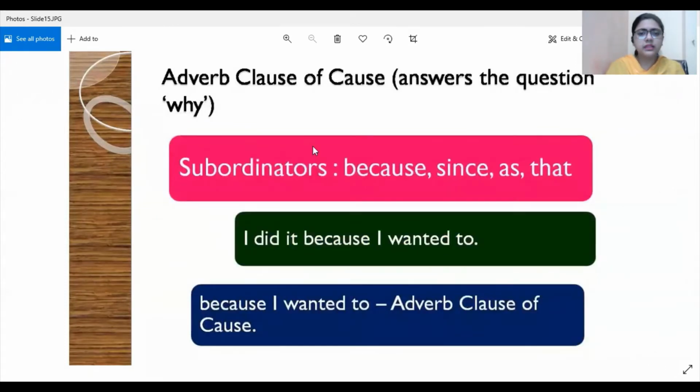Then adverb clause of cause. It answers the question why. Why are we performing a certain function? Why are we performing an action? So the answer which we get to it is our adverb clause of cause. The subordinating conjunctions which are used here are because, since, as, and that. I did it because I wanted to. So why did I do it? Because I wanted to. So this becomes our adverb clause of cause.